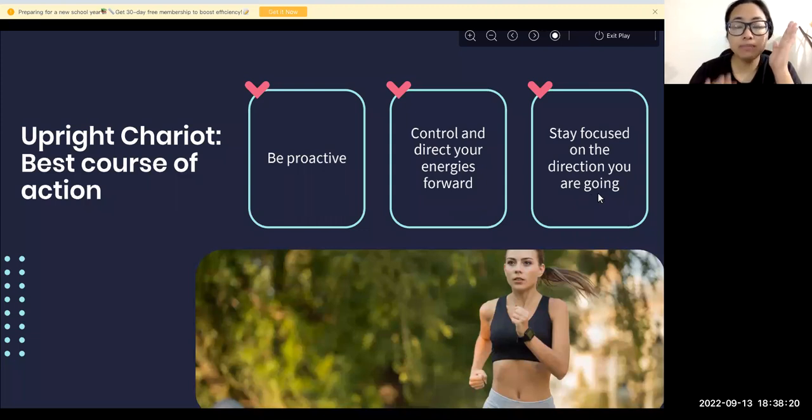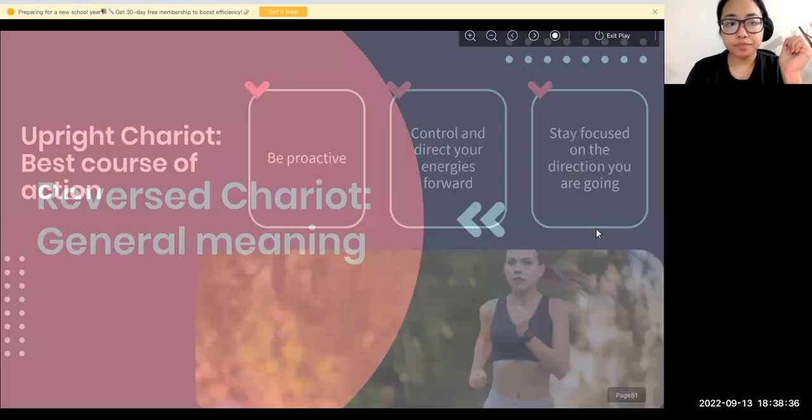Don't get distracted by what he is saying or what he is thinking. No, you are going ahead, you are in the right direction. You don't have to worry about what people talk about, what people say. You focus on what you're doing. That matters. Okay, that really matters.